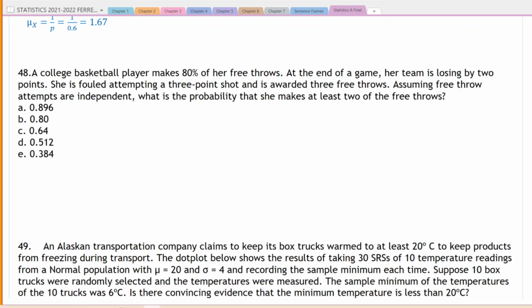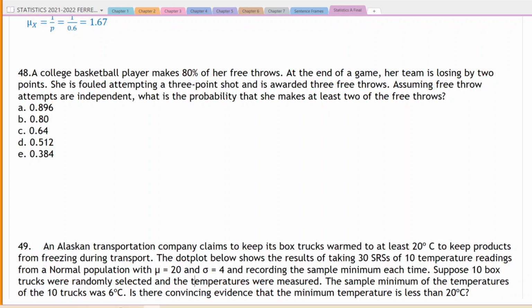She makes 80% of her free throws. And then at the end of the game, her team is losing by 2 points. She is fouled attempting a 3-point shot and is awarded 3 free throws. Now, assuming her free throw attempts are independent, what's the probability that she will make at least 2 of her free throws? And this question really makes me think about the problem that we did in class. It's pretty much the same thing, only this player is a little bit better at free throws.